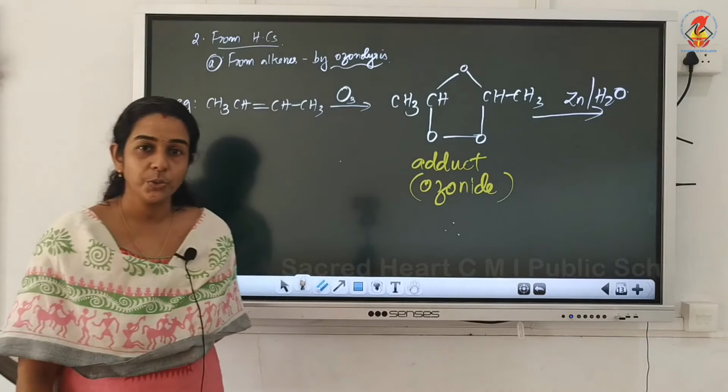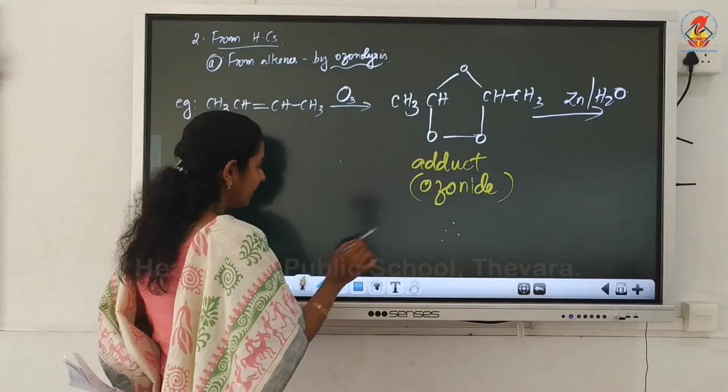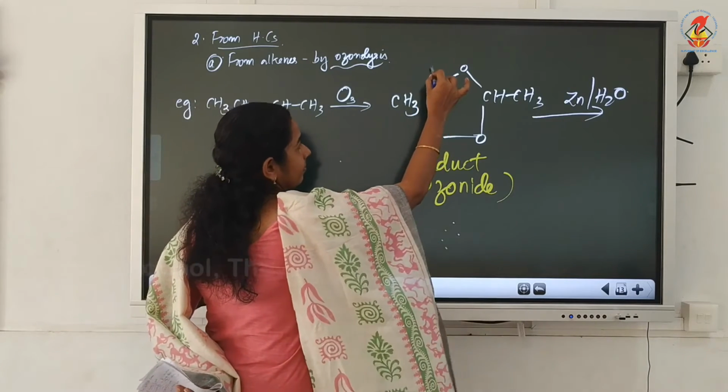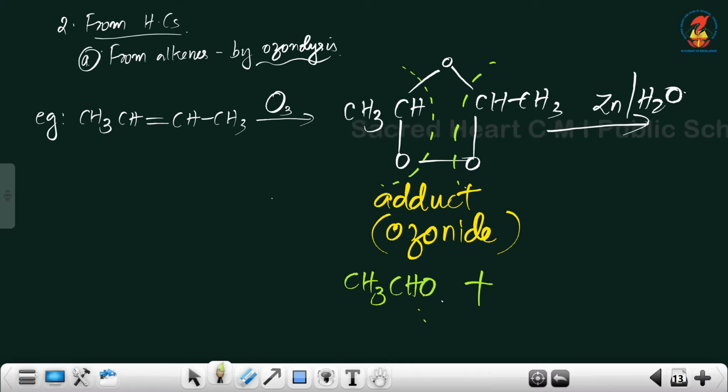What is Zn, H2O? We are treating with zinc dust and water. So what happens here is, see how is the splitting? Okay, so tell me the product you are getting. CH3CHO. The remaining part is removed from the molecule. So CH3CHO plus you are getting another molecule also, CH3CHO. So this is also separated.